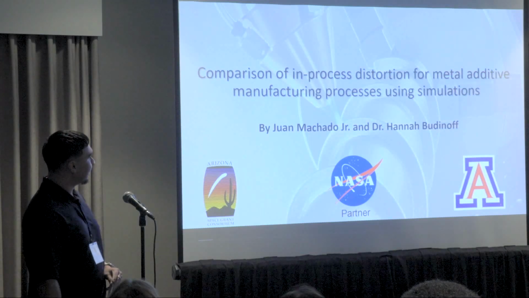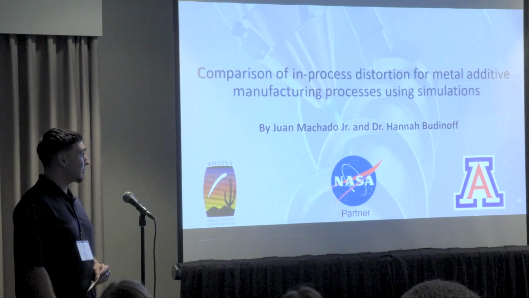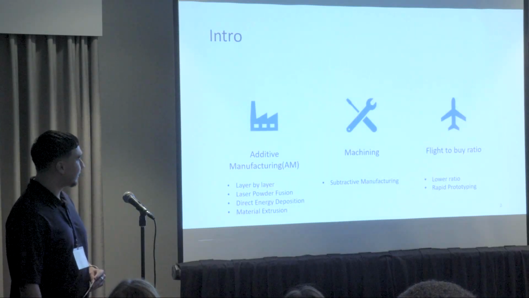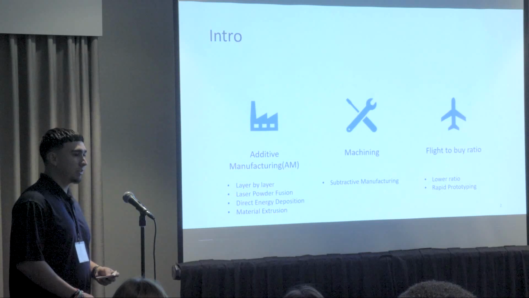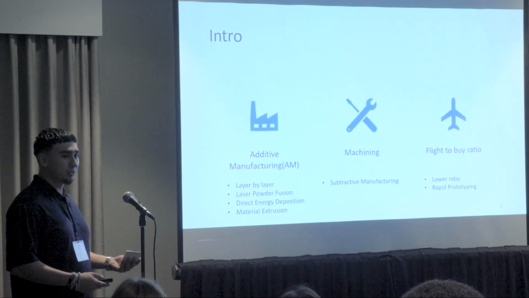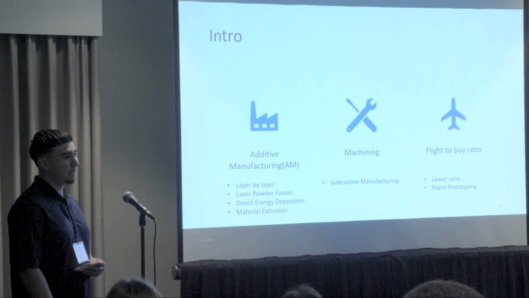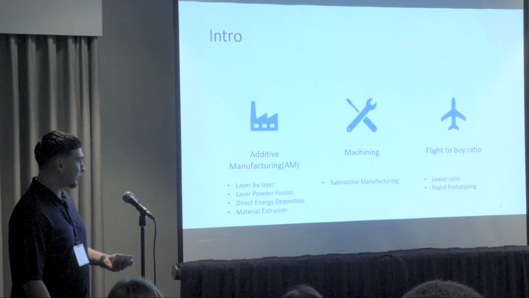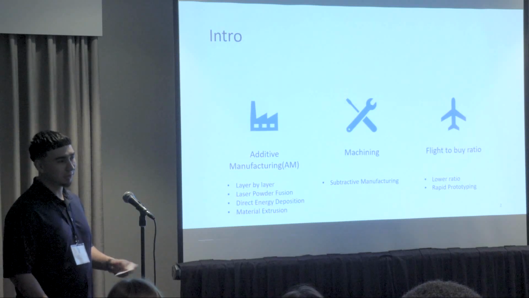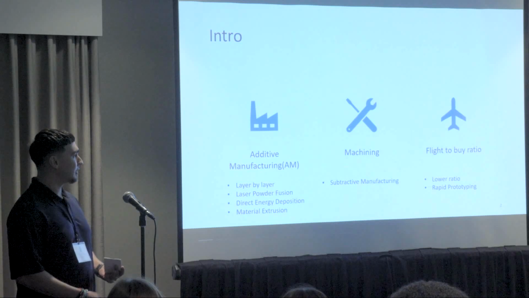This is going to be the comparison of in-process distortion for metal additive manufacturing using simulations. First, let's go over what additive manufacturing is. It's taking a 3D model and slicing it layer by layer to bring a digital part into the physical world. There are many types of additive manufacturing. For example, material extrusion, which is your typical 3D printer. You can make a range of geometries with that. What we're going to be talking about today is laser powder bed fusion and directed energy deposition.